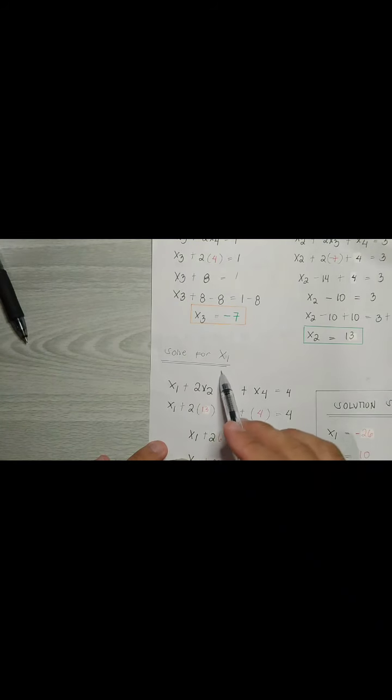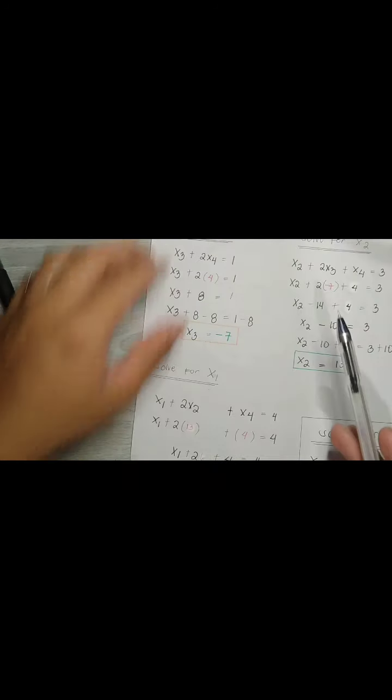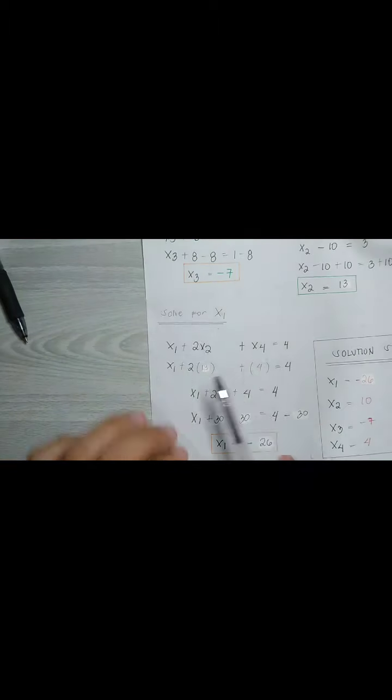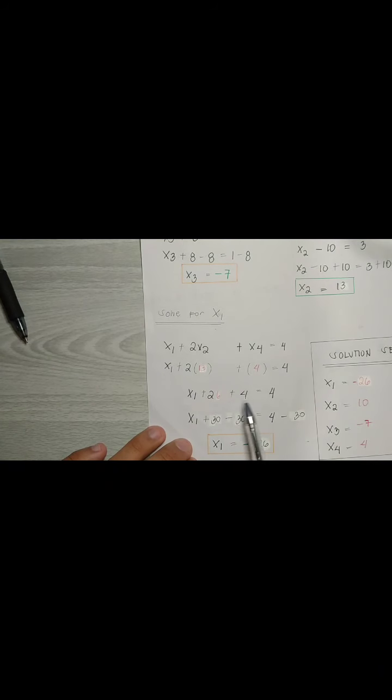So last, solve for x1. To solve for x1, we can use x2 and x4. So the first row is x1 plus 2x2 plus x4 is equal to 4. And substitute x2 and x4. So the equation is x1 plus 2 times 13 plus 4 is equal to 4. So the equation is x1 plus 26 plus 4 is equal to 4. Combine like terms, 26 plus 4 is equal to 30.